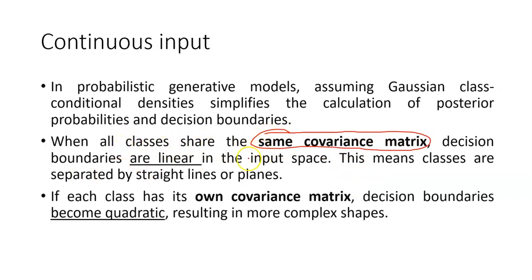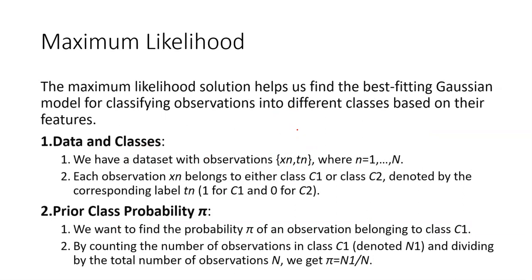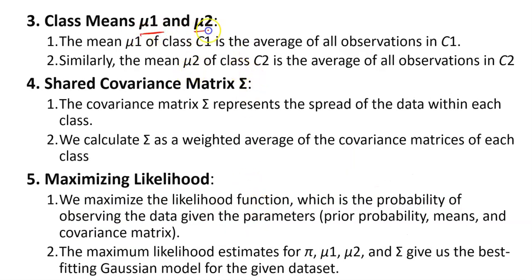If all the classes share the same covariance matrix, then the output is linear. Our objective is to determine a linear input space. If every class contains its own covariance matrix, then it is quadratic, which results in a more complex space. So we need to maintain the same covariance matrix. For that, we'll determine three things. For a given data set of N data points where the output belongs to C1 or C2, we need to determine the prior probability pi, as well as the means mu1 and mu2 as it belongs to two classes. So we need to determine two mu's and the shared covariance matrix.